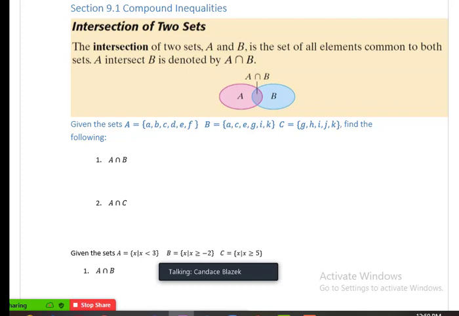So we're going to learn two new symbols today, and the first one has to do with an intersection of two sets. In fact, it's the intersection symbol. And the intersection of two sets, set A and set B, and what is a set? A set is just a grouping of numbers for some reason or objects.